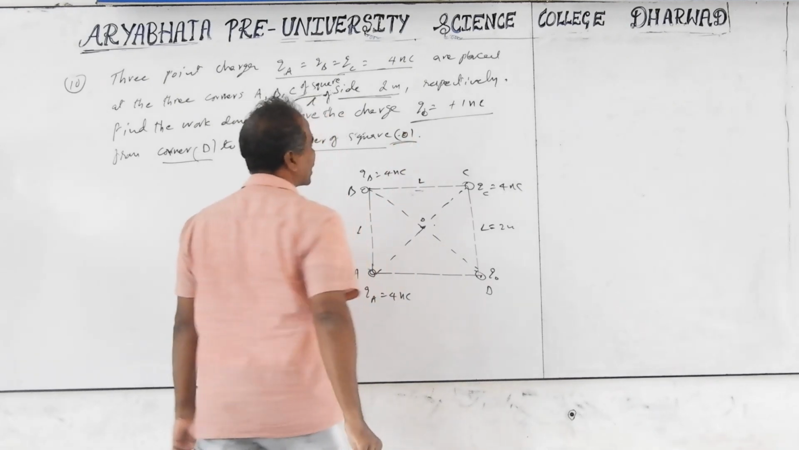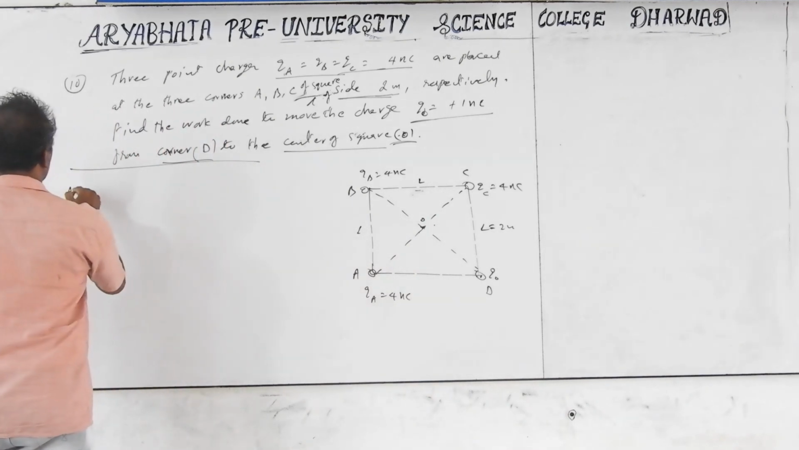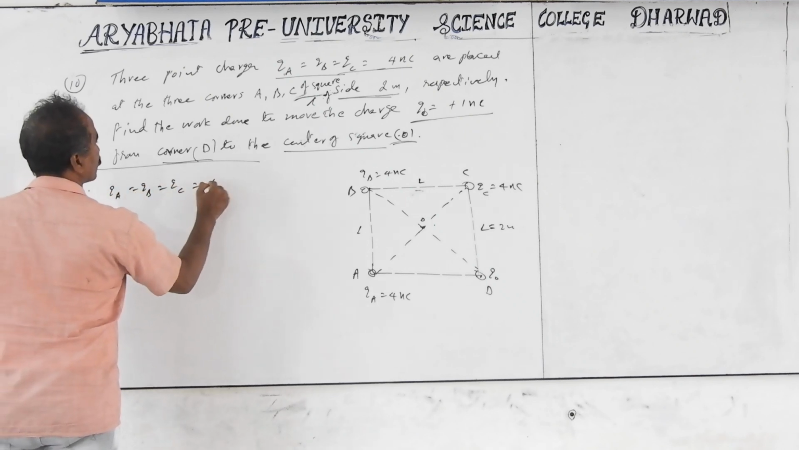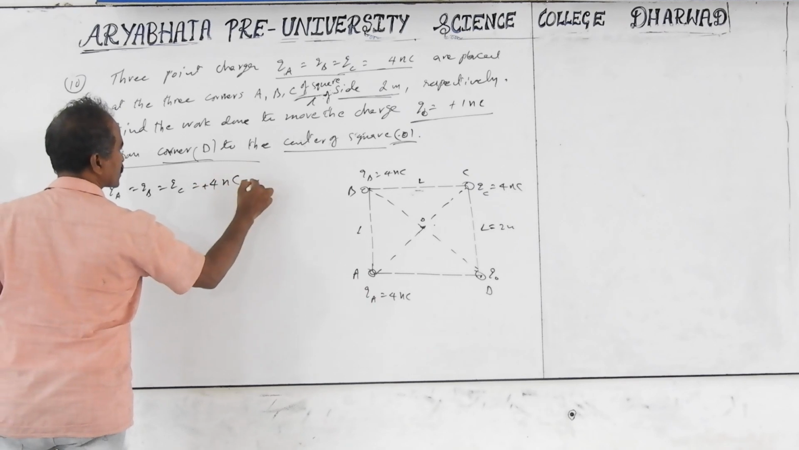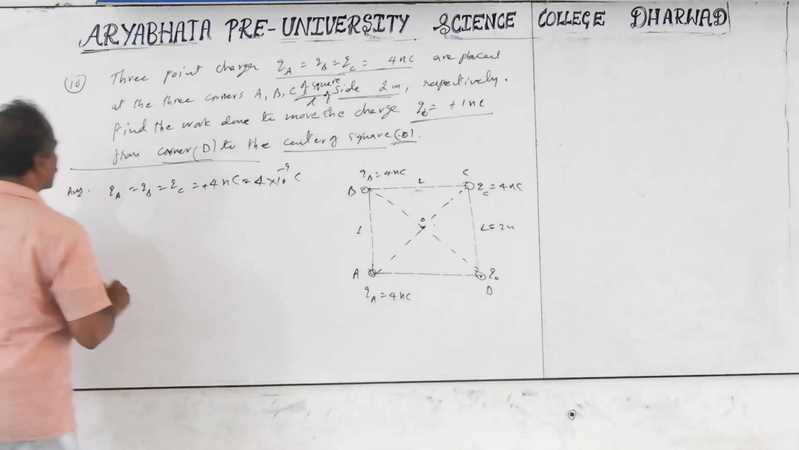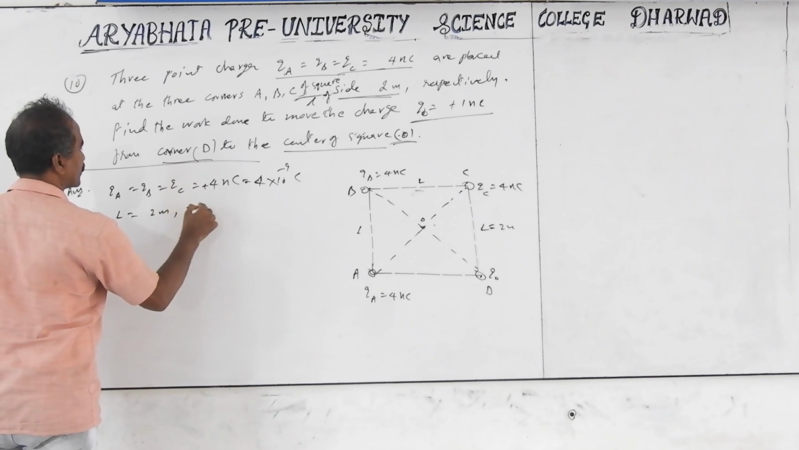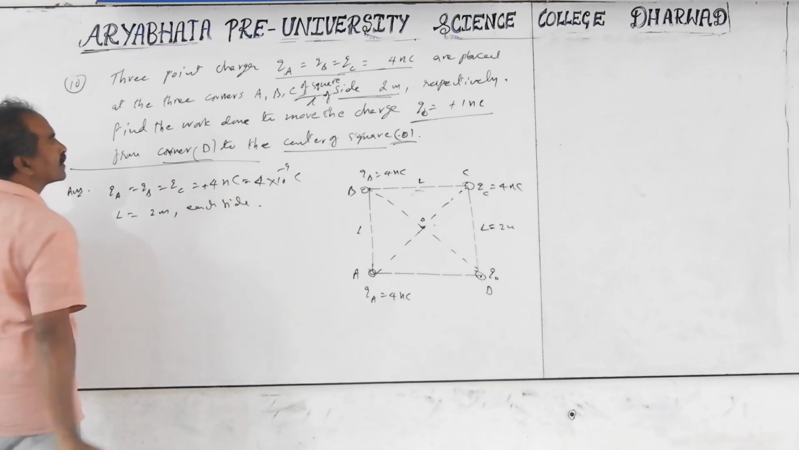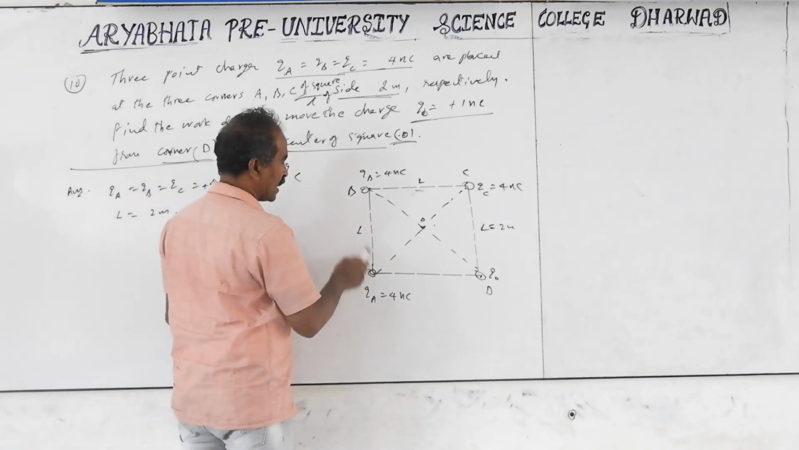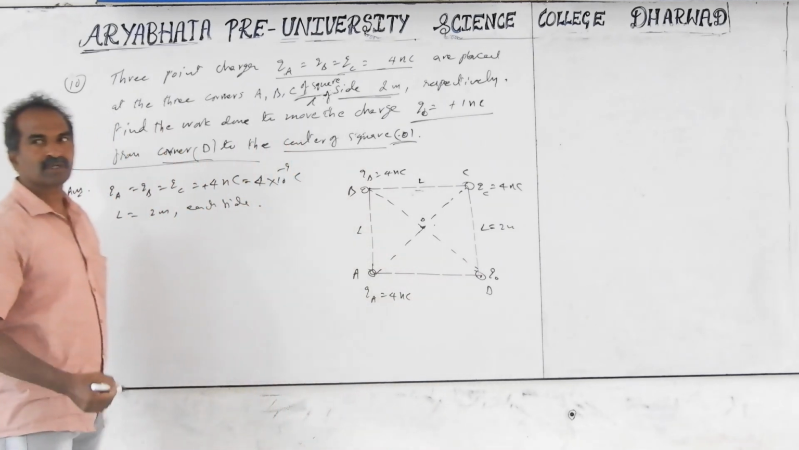In this question they may not give O, but give the center of the square. So they are going to take QA equal to QB equal to QC equal to 4 nanocoulombs, positive only, which is 4 into 10 to the power of minus 9 coulombs. And each side is equal to 2 meters. So the distances RAB, RBC, RCD, RAD are all equal to 2 meters.